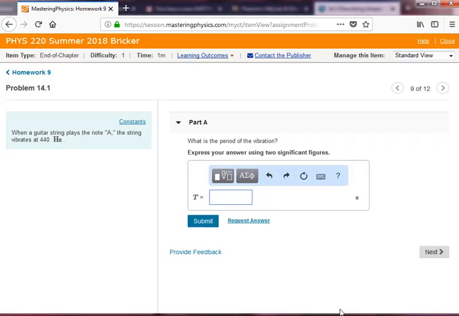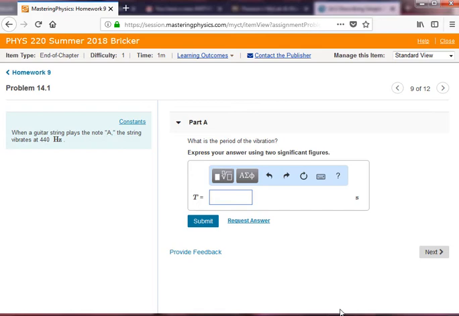Okay, so now we shift gears and go to chapter 14, which is on oscillations, really simple harmonic motion, and we're going to focus on sections 14.1 through 14.4, mass on a spring. We're not going to cover pendulum motion.